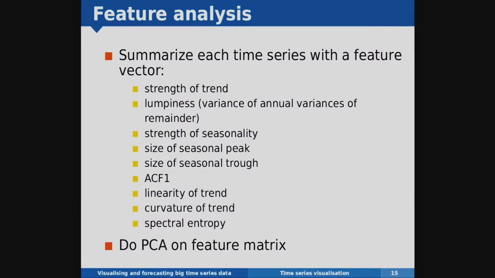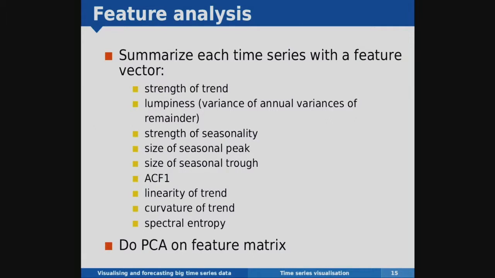The strength of trend. Is it a strong or a weak trend? How lumpy the series is, which we estimate by taking the annual remainders and taking their variances. So if you've got a lot of variation in those, you're going to see some lumpiness. The strength of seasonality, the size of the seasonal peak, the size of the trough, the ACF of the data at the first lag, how linear the trend is, how quadratically curved the trend is, and then spectral entropy, which is a measure of forecastability of the time series.